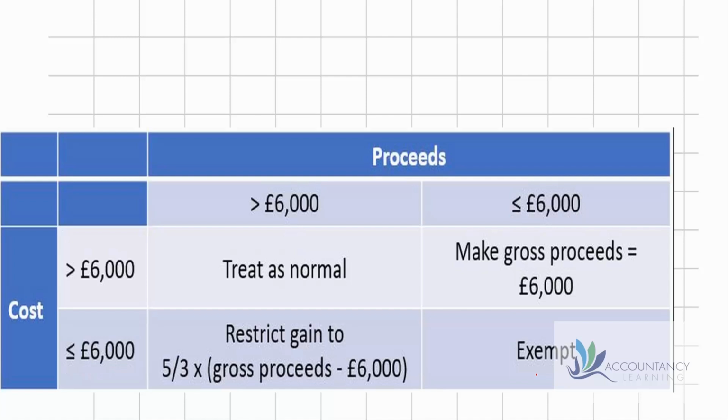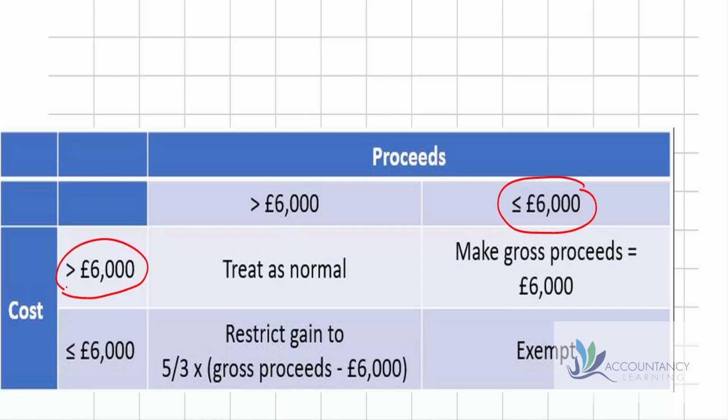So let's look at what if we have a low value item. So we sell it for less than 6,000. Oh, but it cost more than 6,000 in the first place. Well, that seems strange. Why would we sell a valuable thing for less than we paid for it? So it could be that this is not really a fair transaction and we're selling it for a low price just to avoid paying any tax.